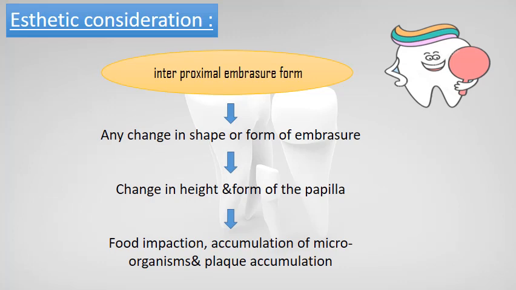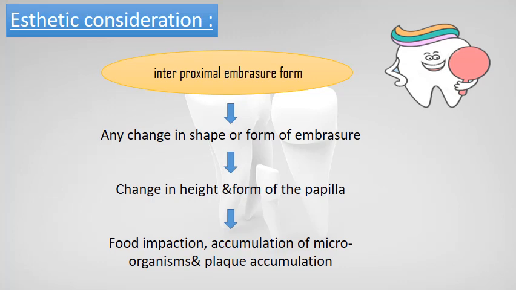Interproximal embrasure form. Papillae are a very important part in creating an aesthetic result, especially in the maxillary anterior teeth. The interproximal embrasure created by a restoration and the form of the papillae have a unique and intimate relationship.